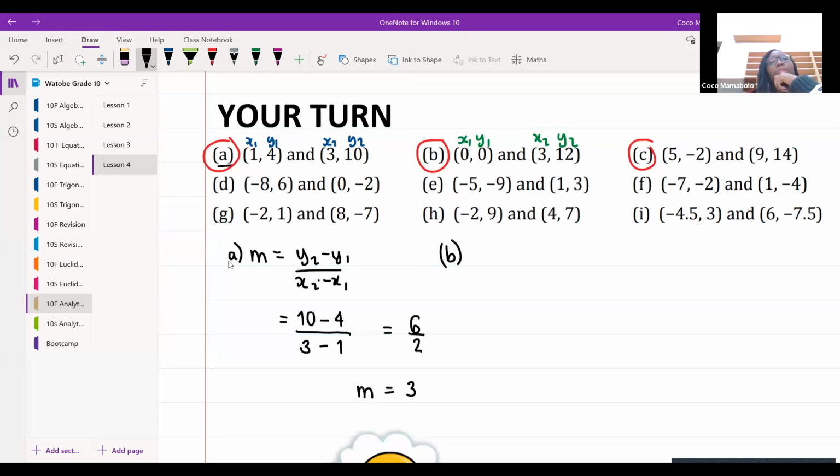It's 12. Good. 12 minus 0. Good. Over x2 minus x1, which is 3 minus 0. Good. Which is equal to 12 minus 0, which is just 12 over 3. Yes? Yes. 12 over 3, which is equal to how much? It's 3, 6, 9, 12. 4. Well done.